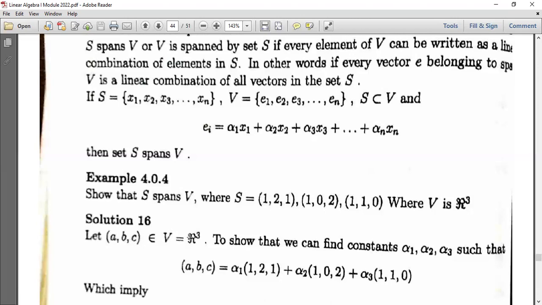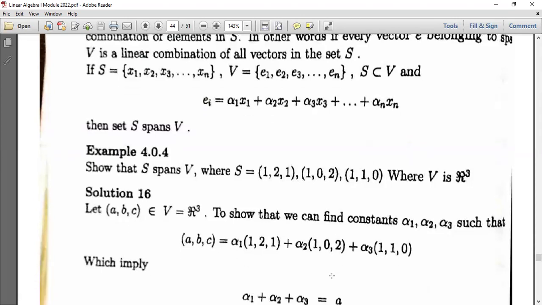Because now we want to show that every vector in V can be written as this linear combination. So we choose a representative of all. We don't choose a specific vector, but we choose a general vector in R3 with a, b, c. So to show that we can find constants alpha 1, alpha 2, alpha 3, because there are 3 elements here, such that every element here, this representative element, can be written as this linear combination.